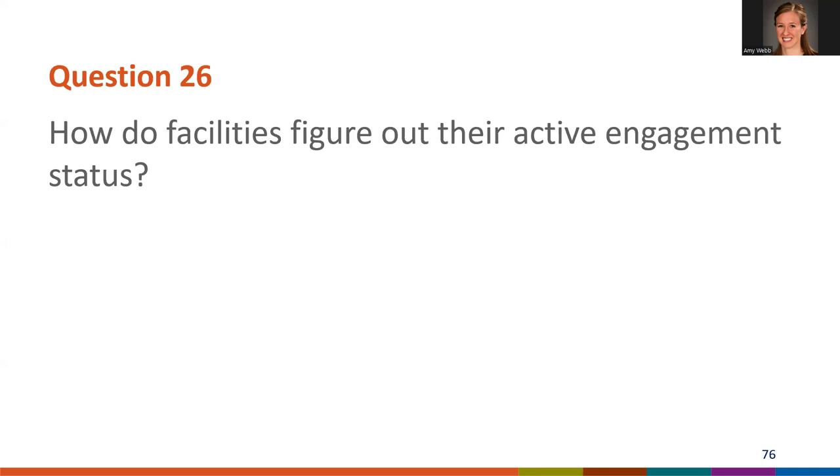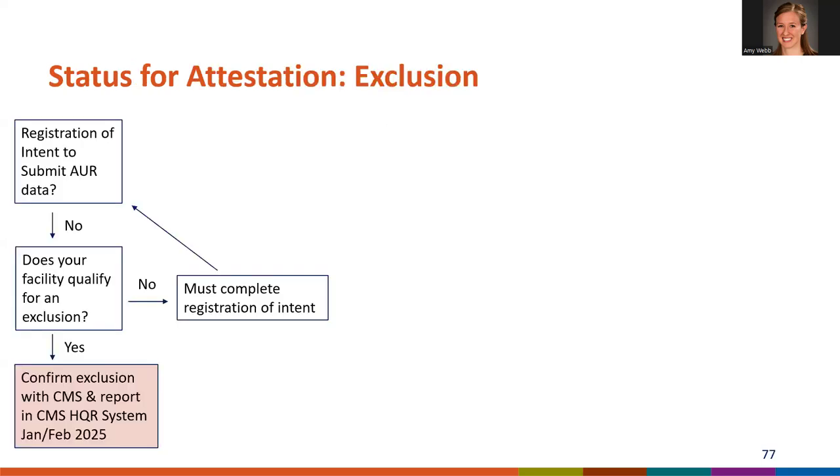So how do facilities figure out their active engagement status? We got a lot of these questions the last couple months as facilities were trying to figure out their status for calendar year 2023. So I tried to come up with a flow chart to help walk through the logic for the active engagement status for 2024. So let's say maybe in the case of exclusions.